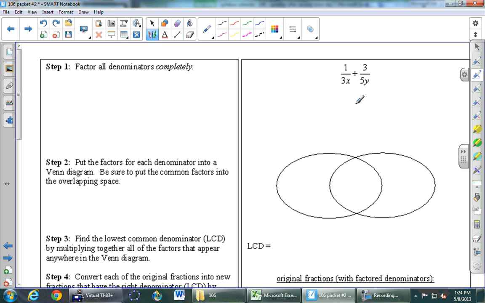3 times x, can you factor that? No, it's already 3 times x. It's factored. 5 times y is factored. So I'm just going to write 5y over here, and 3x is the first one. And then we're going to write those two things in the circles, but anything they have in common goes in the middle. Do they have anything in common? No. There's a 3, completely separate from the 5. There's an x, completely separate from the y. So 3x goes over here, and 5y comes over here, and there's nothing in the overlap.